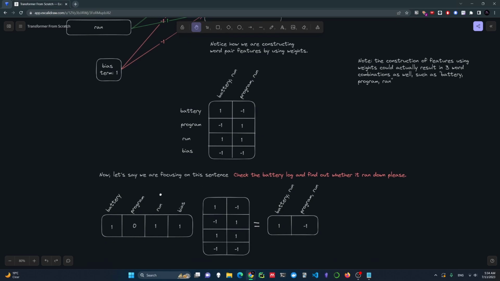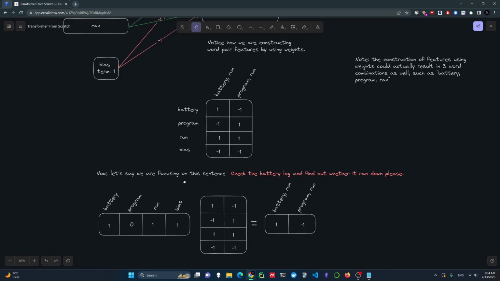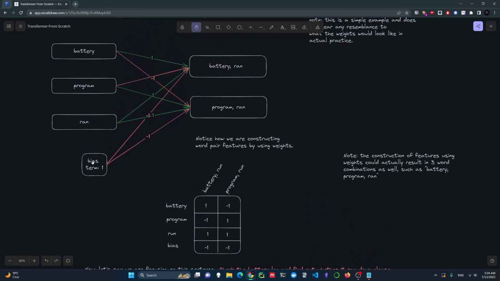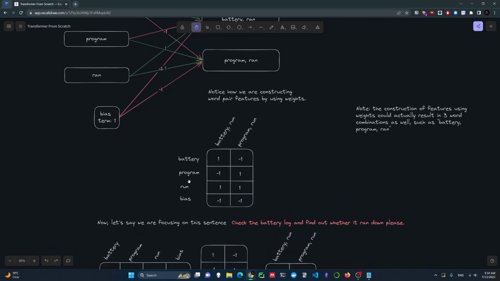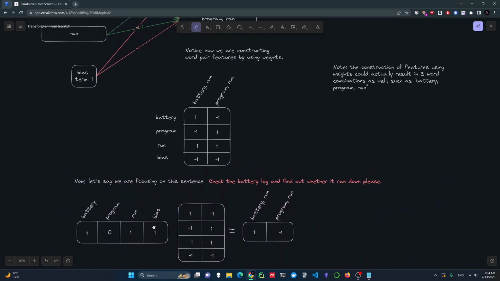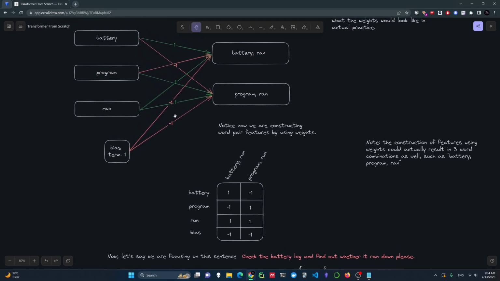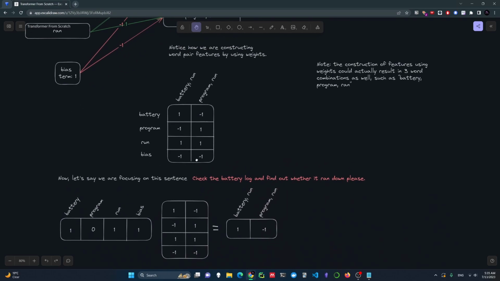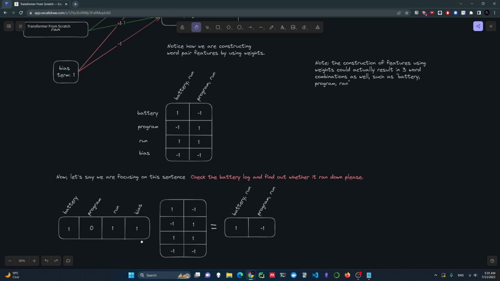We can multiply. We have these important words here, and we have a bias term. We have a bias term in a fully connected neural network because it gives you more freedom. And this bias term can be trained in actual training, so can all of these weights. Since we're focusing on this sentence, we don't have the word program, so that is set to 0.